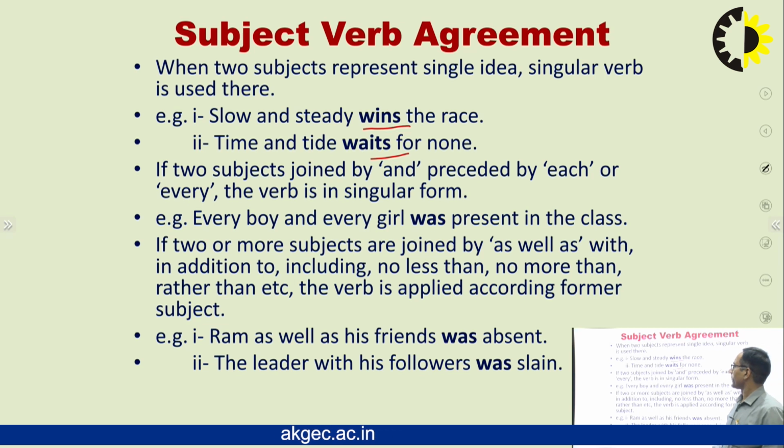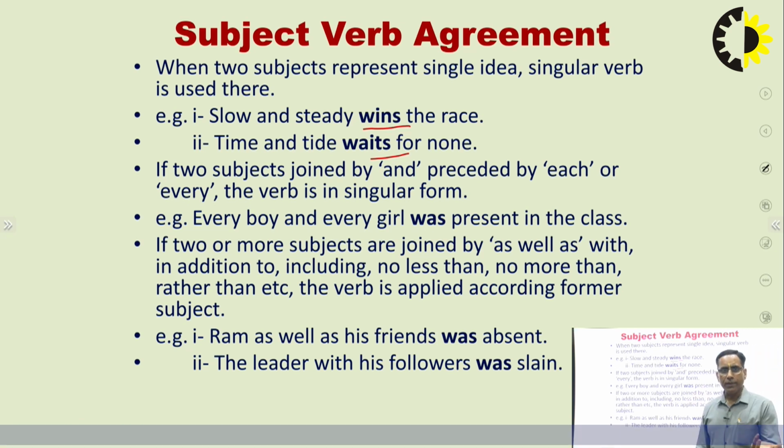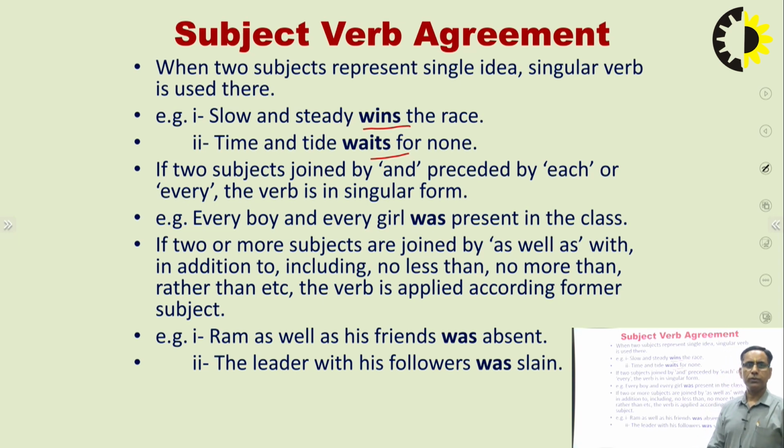Yes. Next rule: if two subjects joined by and are preceded by each or every, the verb is in singular form. Whenever we use every or each before singular nouns, we use only a singular verb, not plural. Like every boy and every girl, although we are adding with and, just check, here we are using every and every. Each boy and each girl was present. Every boy and every girl was present. So whenever you use every or each before a singular noun, even if they are joined with and, we take the singular form of the verb.